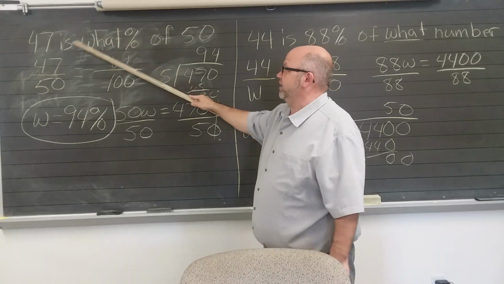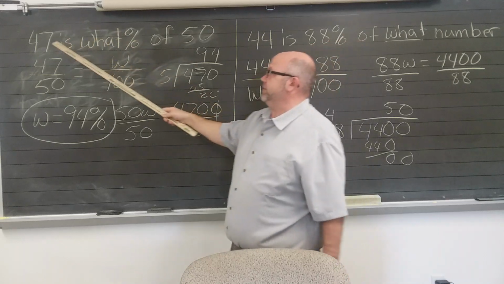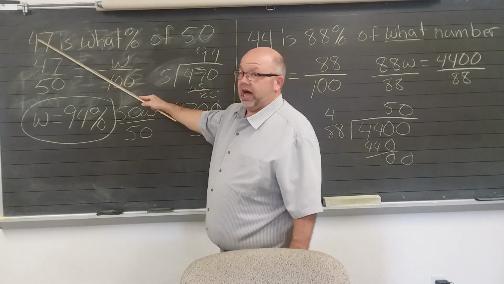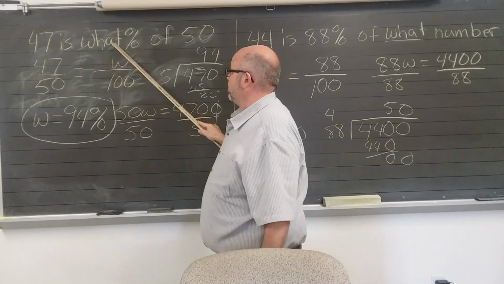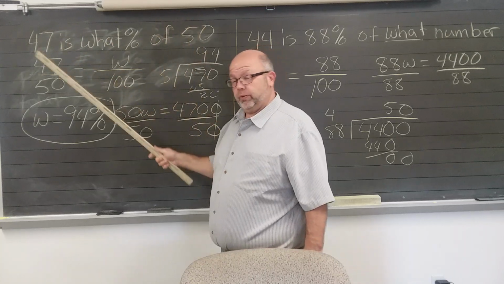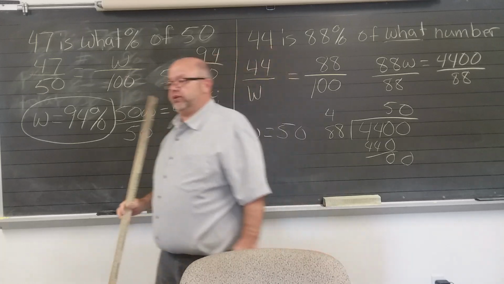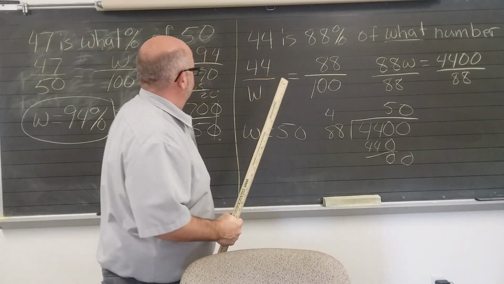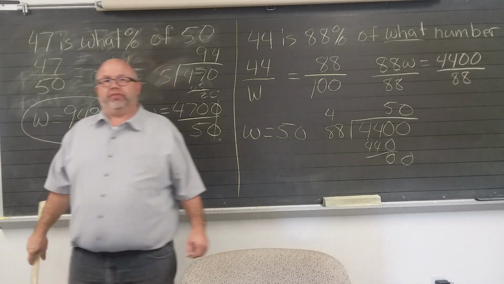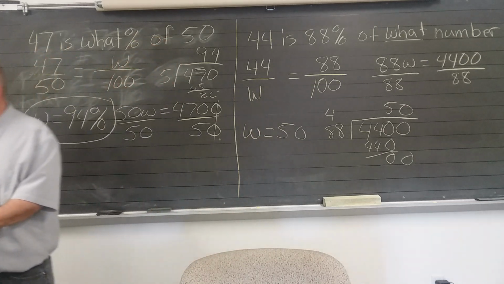So you can have any one of these missing. You could have had the first one missing. You could have had what is 94% of 50. So any one of those can be missing. Use a proportion like that to figure it out. I will step aside a little bit to let you check that work out, and then that will be all for this class. Thank you.